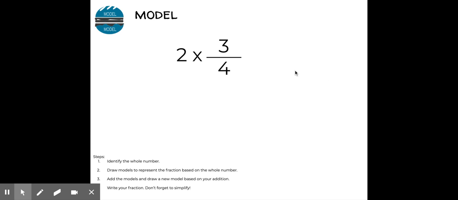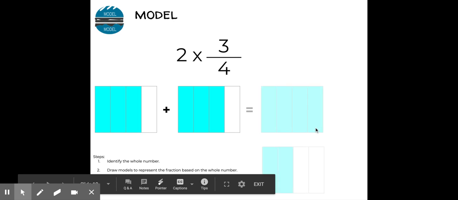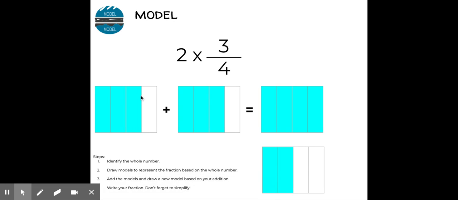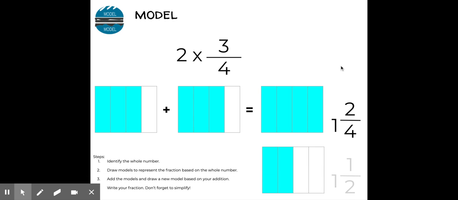I'm going to show you one more example, 2 times 3/4. So the whole number is 2. I know I'm going to be adding the fraction 2 times. I'm going to draw the model to represent the fraction based on the whole number. So I have 3/4 and 3/4. I drew it 2 times because of my whole number. I'm going to add the models together, draw a new model. So I have 1, 2, 3, 4, 5, 6. So I draw my new models, 1, 2, 3, 4, 5, 6, and that gives me 1 whole and 2/4, but I need to simplify to 1 and 1/2.